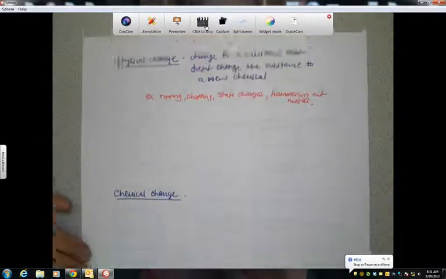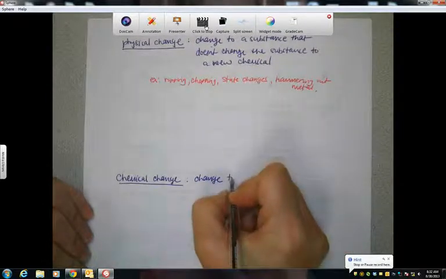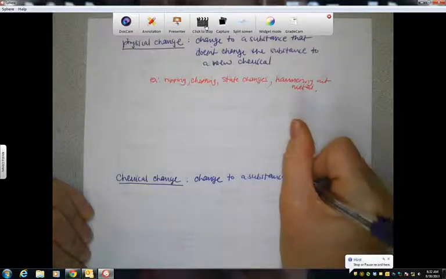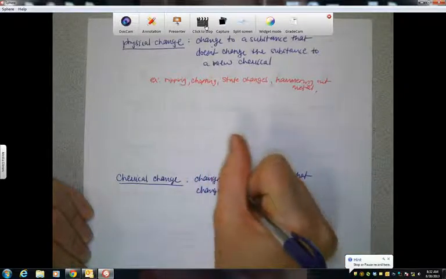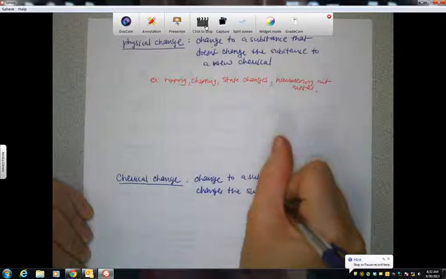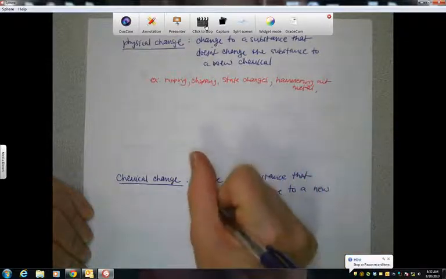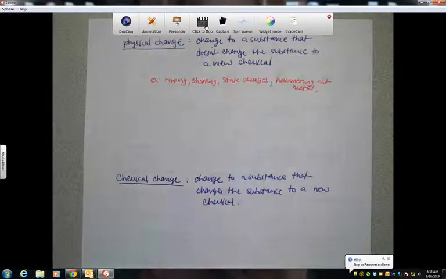So let's talk about a chemical change. A chemical change is a change to a substance that changes the substance to a new chemical. Like when I burn a piece of paper, it's not paper anymore. It's ash, and that ash is not the same as paper.